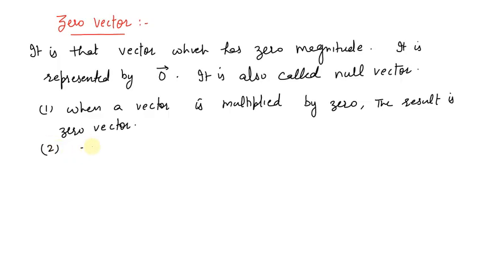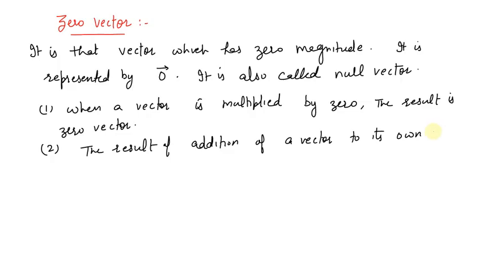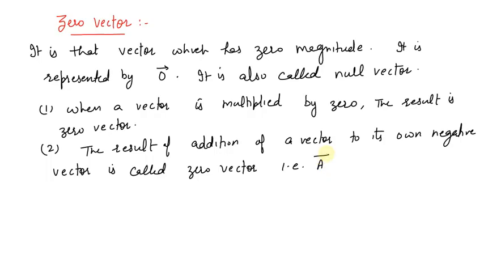Second, the result of addition of a vector to its own negative vector is called zero vector. That is, a plus minus a give you 0.